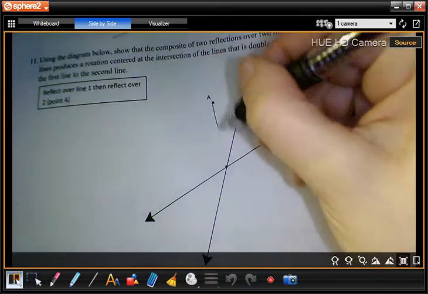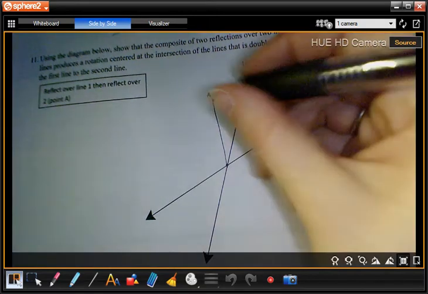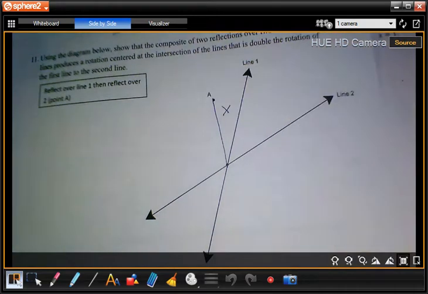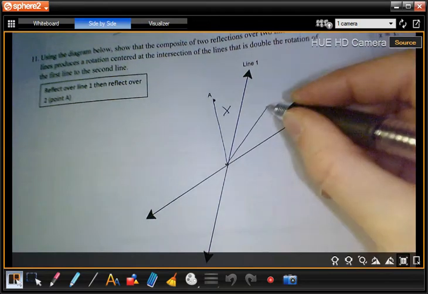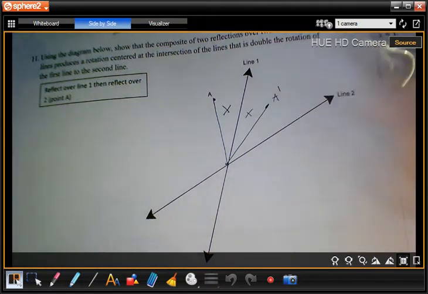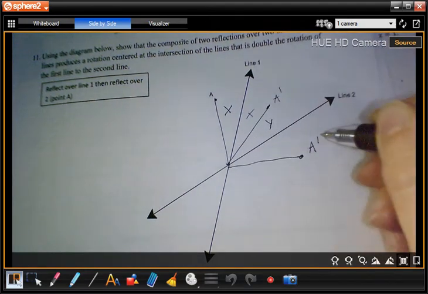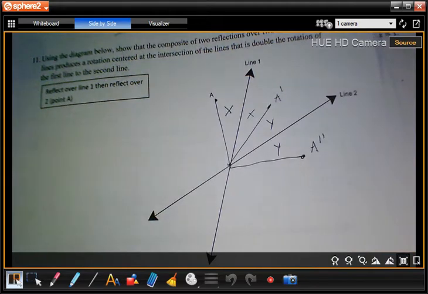Drawing a line from A to where it intersects. A to line 1 is X. I'm reflecting it over line 1. Image A, I get X. Image A to line 2 is Y. Then I'm reflecting that over line 2. Y. Okay?